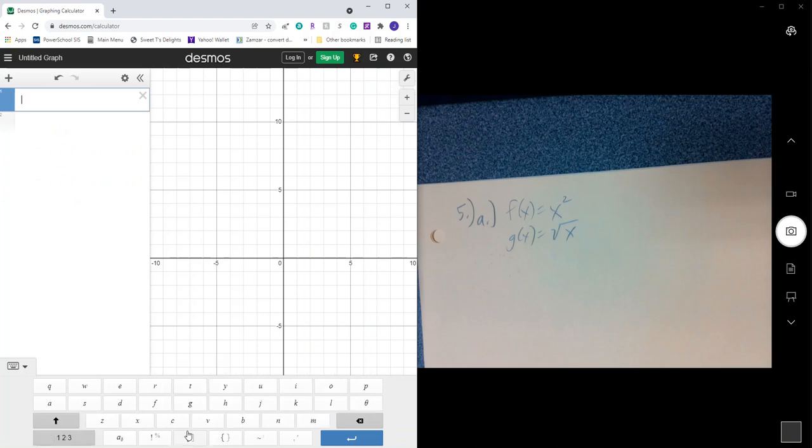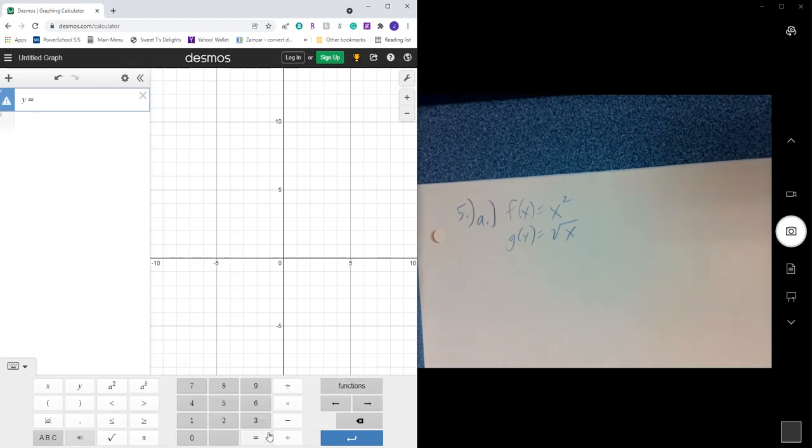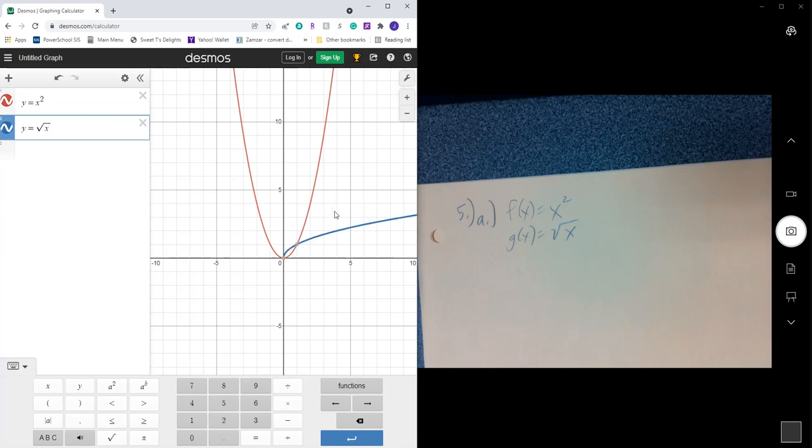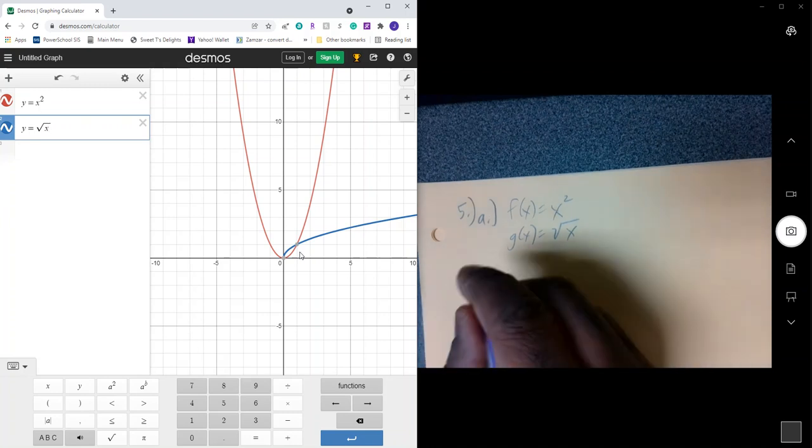So what we're going to do, we're going to change the f of x to y, and we will have y is equal to x squared. Okay, and then for the g of x, we still will have y is equal to the square root of x. All right, so we see the graphs here. Now these are the graphs that you should have. We know the blue graph is the g of x, and the red graph is the f of x. Okay, so that took care of A.